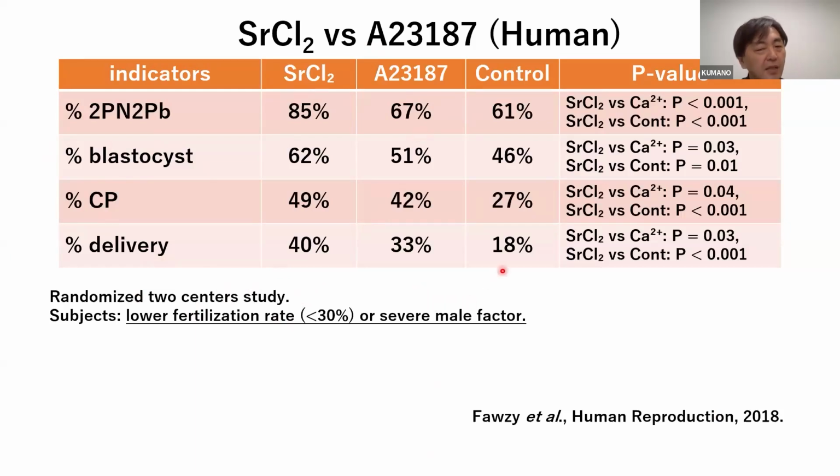But actually, I have a slight doubt about this report because in this paper, low fertilization rate after ICSI and severe male factor infertility are included in this study. However, in the control group, normally the fertilization rate is quite higher, about 60%. So I have a little doubt, but in all parameters, strontium is better than A23187. So this result may be reliable.